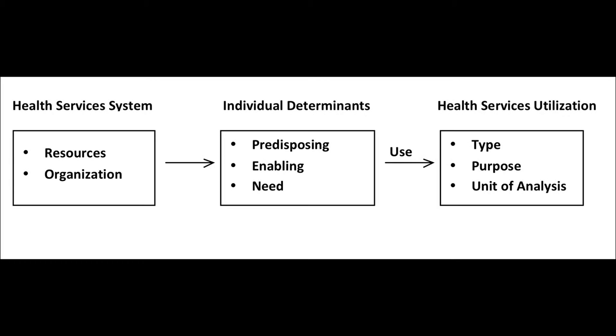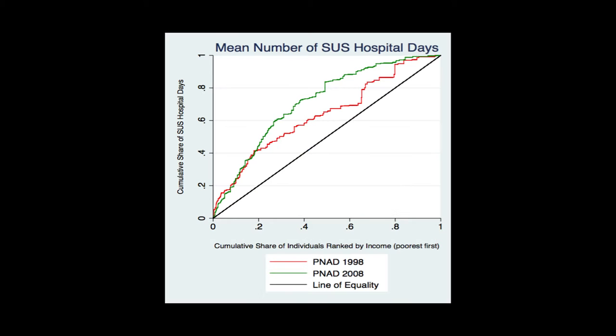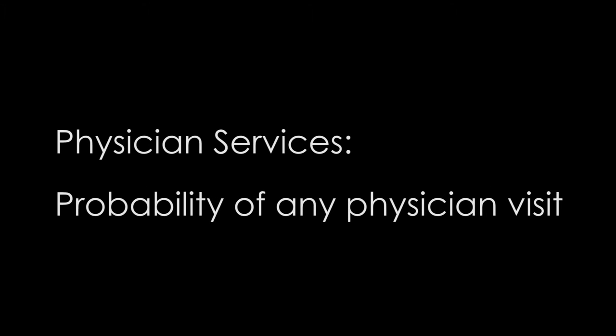Methods. The study relies on Anderson's behavioral model as a theoretical framework to analyze data from 1998 and 2008 rounds of a national household survey, assessing levels of utilization of 14 dependent variables across income quintiles and calculating concentration indexes as summary measure of inequality. Concentration curves compare the evolution of inequality during that time. Decomposition analysis identifies the most relevant contributors to inequality.